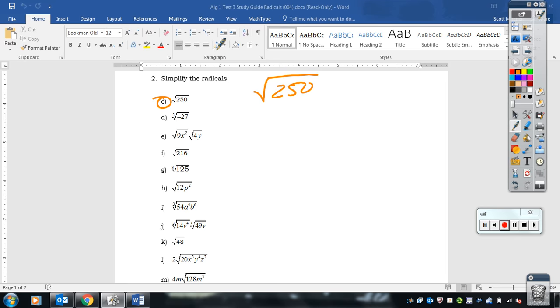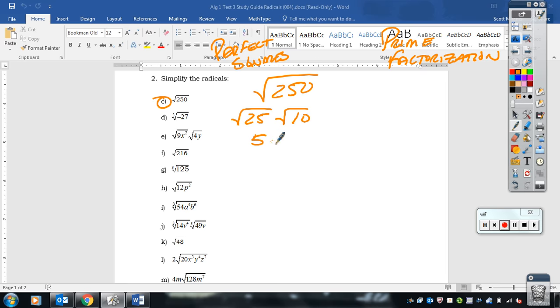So one way is to know your perfect squares, and one way is the prime factorization way. Again, it doesn't matter as long as you do it correctly. Let's do the perfect squares way. There are many perfect squares in 250. One of them is 25, so 25 times 10. The square root of 25 is 5 times rad 10, and there are no more perfect squares in 10. If you know your perfect squares, it's a lot more efficient to do it that way.